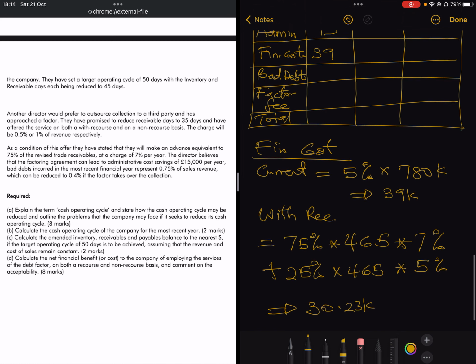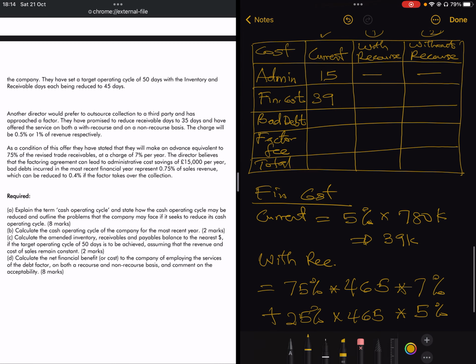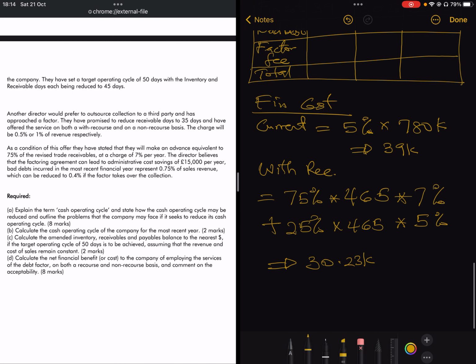And this will be applicable to whether recourse or no recourse. So that's the same figure, 30.23. So actually, we can see that the factor has reduced our finance cost, it has reduced our admin cost. And let's look at bad debt.